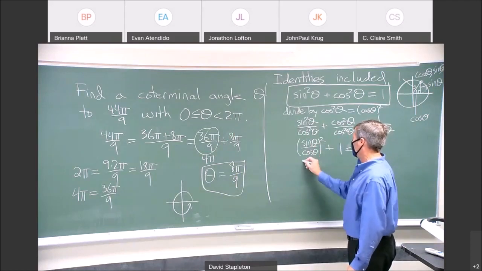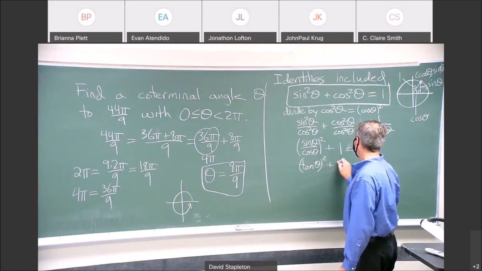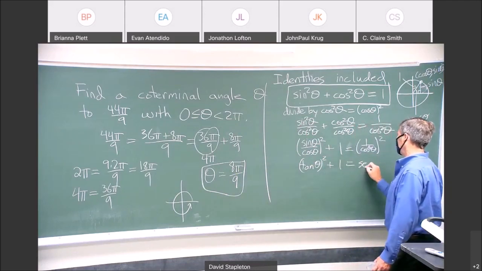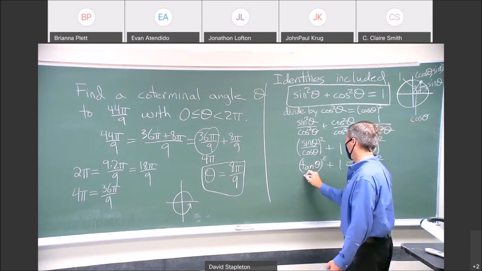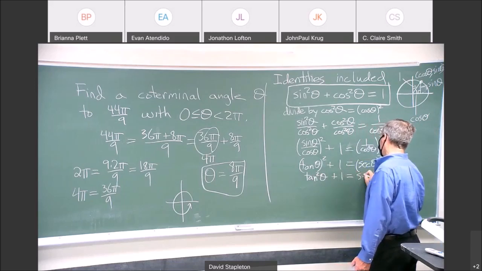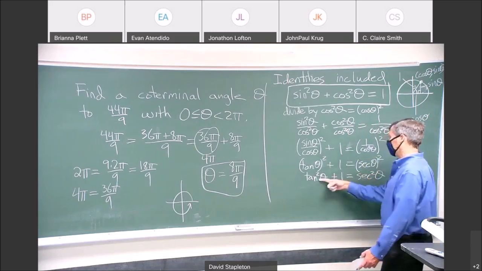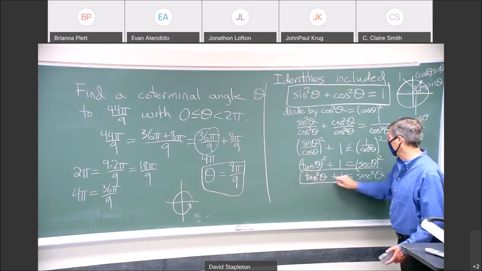That sine over cosine is tangent theta. So this is tangent theta squared plus 1 equals secant theta squared, using the reciprocal identity. Squared, we wind up with the other notation, tangent squared plus 1 equals secant squared. This notation means take tangent of theta and then square it. This was the second Pythagorean identity.